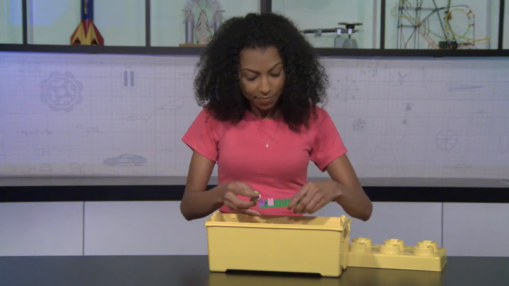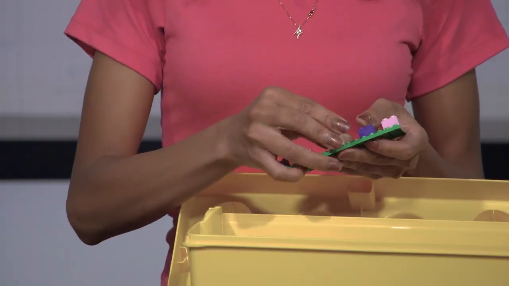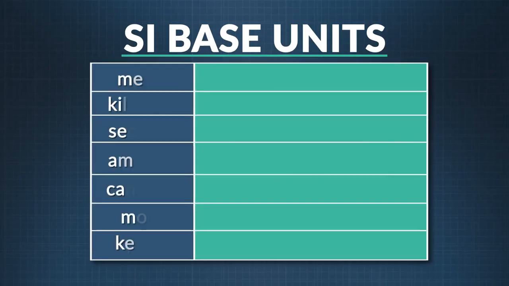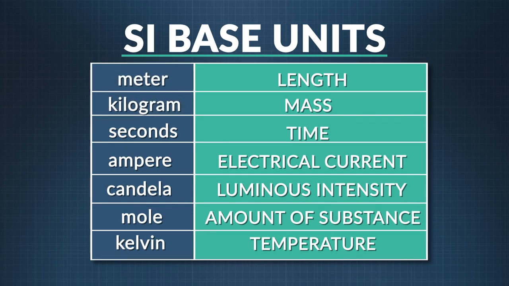You know how Legos have units like these that you can build on? So does the SI. They're called base units. There are 7 of them: meter, kilogram, seconds, ampere, candela, mole, and Kelvin. Some are familiar, of course.